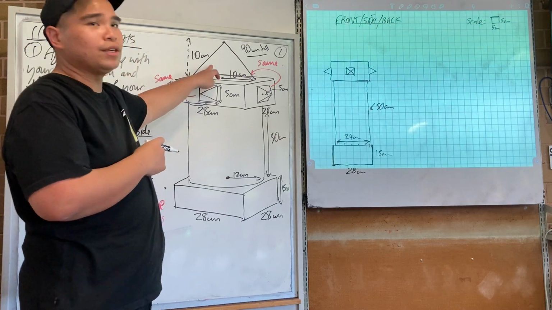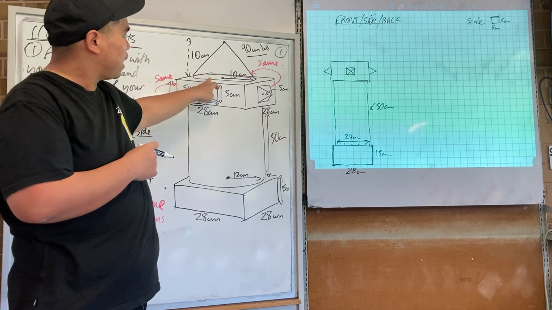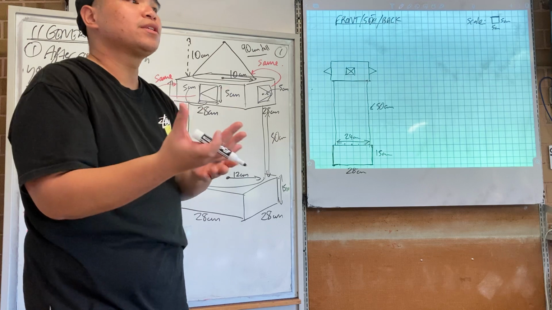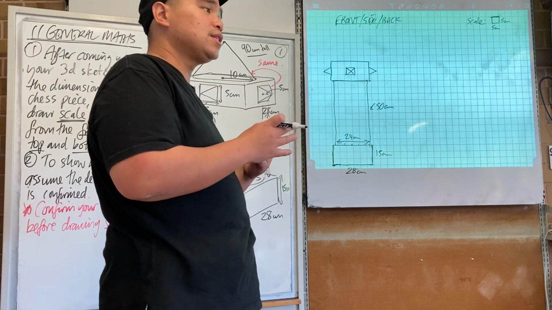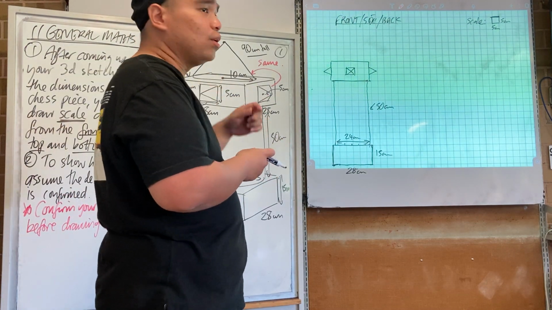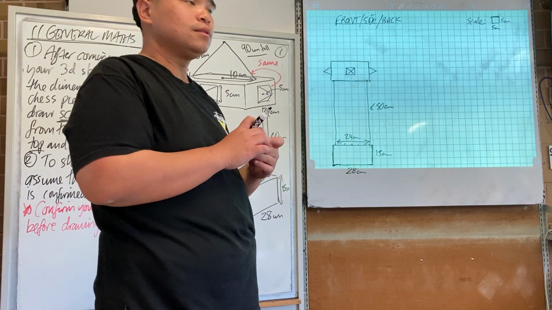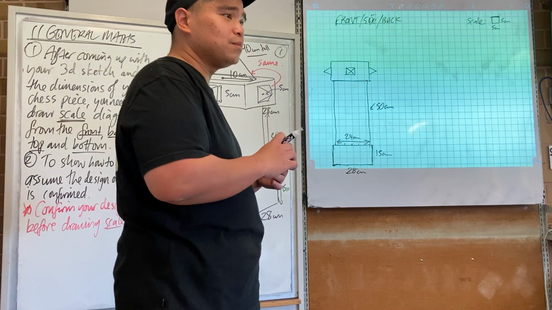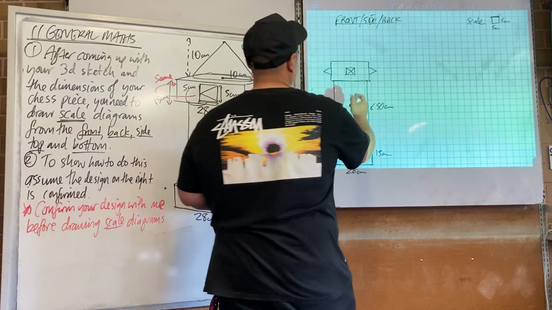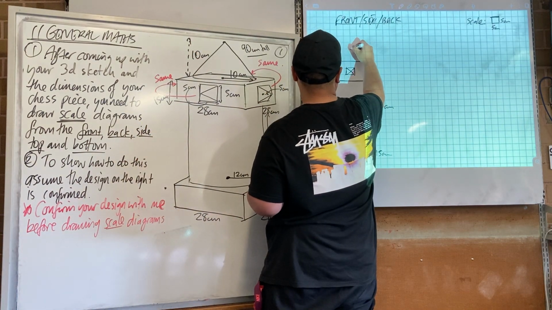How tall is this cone at the top? How wide is it? It's 10 radius. How wide is it across? 20. How many boxes tall is it going to be? How many boxes wide is it going to be? What does a cone look like from the side? Triangle. So 1, 2.